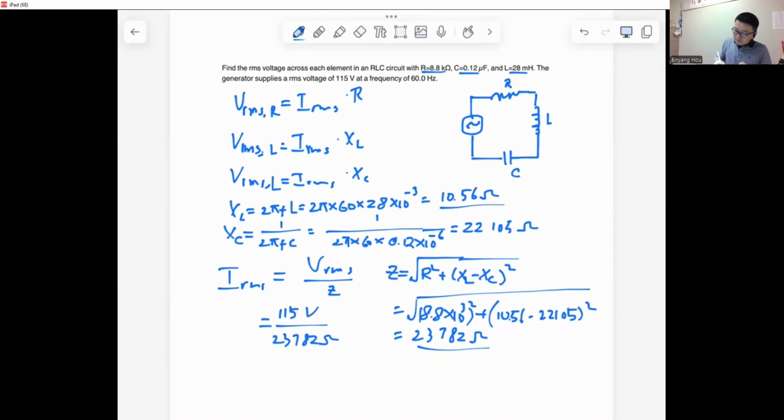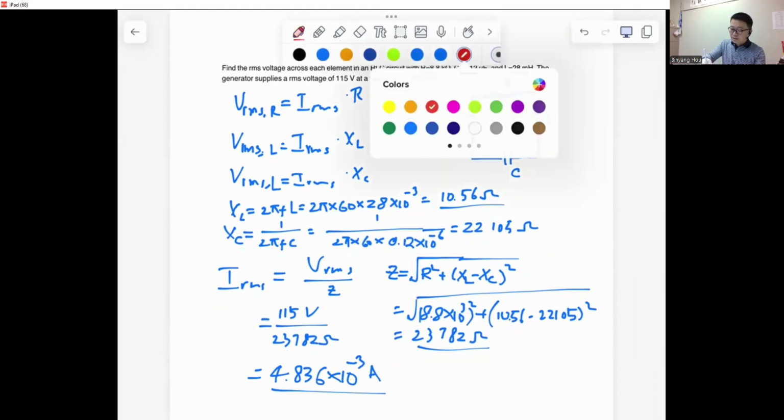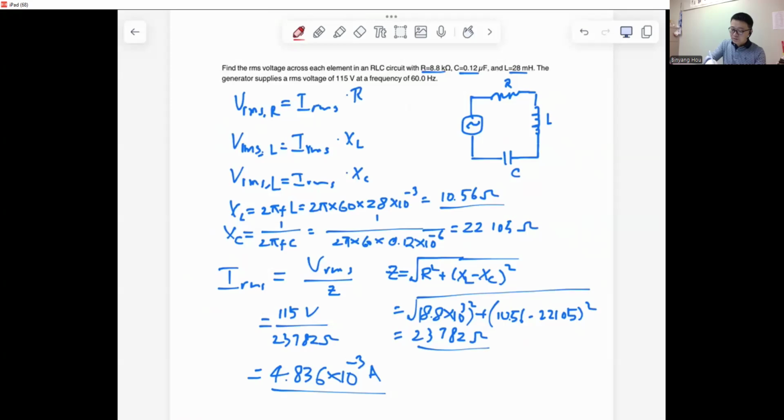All right, so that would be 4.836 × 10^-3 amps. All right, now we have that. We can calculate this one here, because we now have our IRMS.